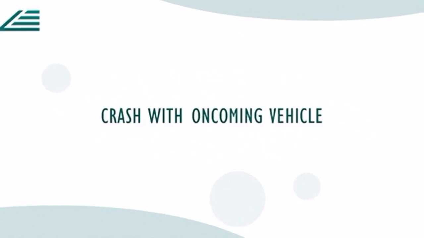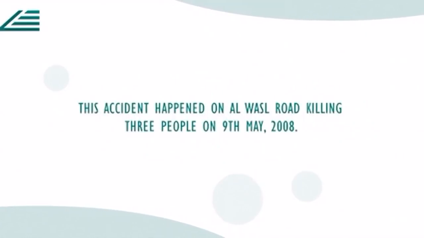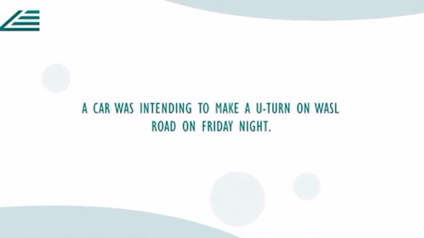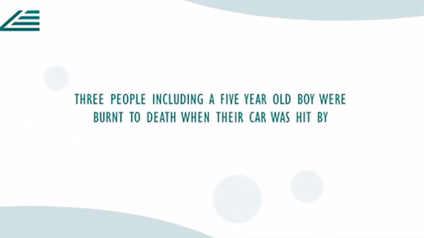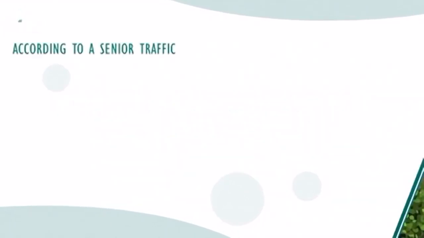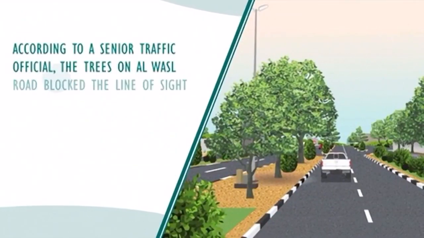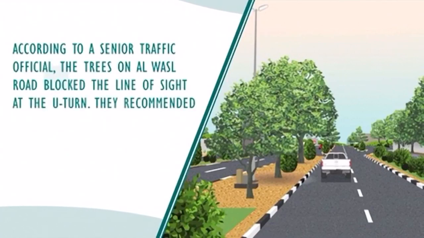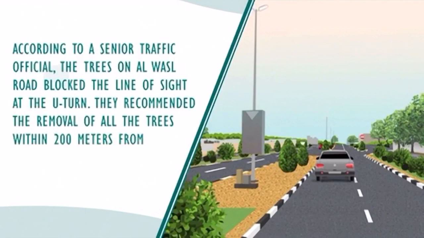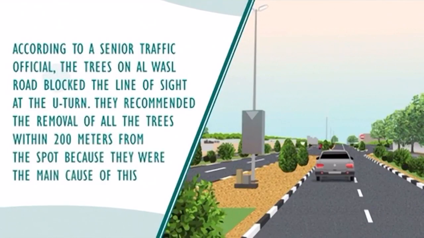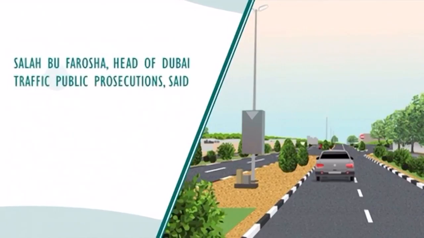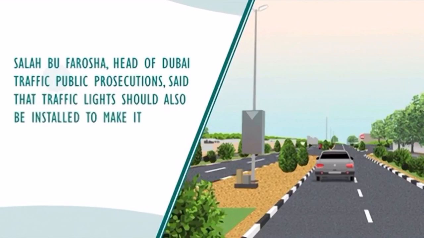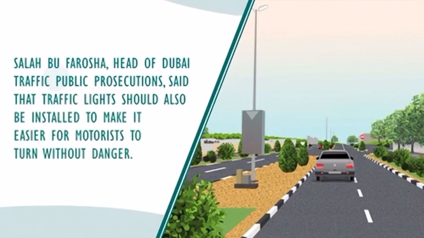Crash with oncoming vehicle. This accident happened on Al Wasl Road, killing 3 people on the 9th of May 2008. A car was intending to make a U-turn on Wasl Road on Friday night. 3 people, including a 5-year-old boy, were burnt to death when their car was hit by another oncoming vehicle. According to a senior traffic official, the trees on Al Wasl Road blocked the line of sight at the U-turn. They recommended the removal of all the trees within 200 meters from the spot because they were the main cause of this fatal accident. Salah Bu Farosha, head of Dubai Traffic Public Prosecutions, said that traffic lights should also be installed to make it easier for motorists to turn without danger.